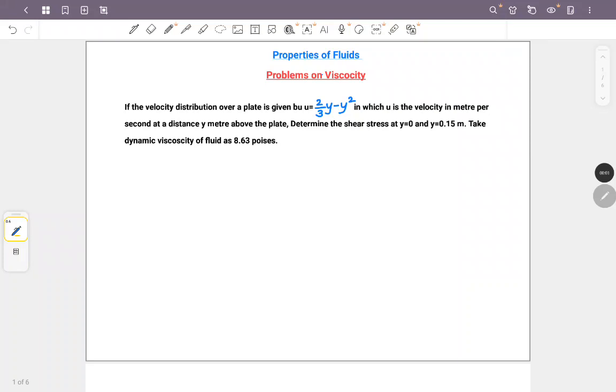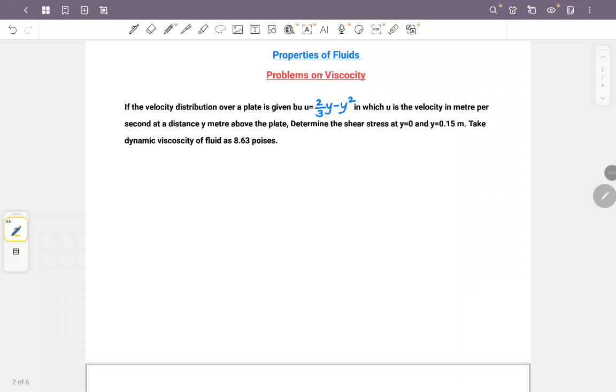In this video, we'll solve a problem on properties of fluids. There are so many properties, for example, density, specific weight, shear stress, shear strain, specific volume. So related to some properties, we'll solve a problem here.